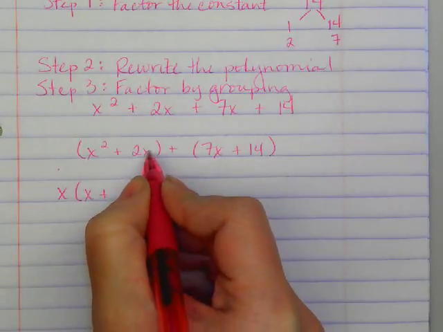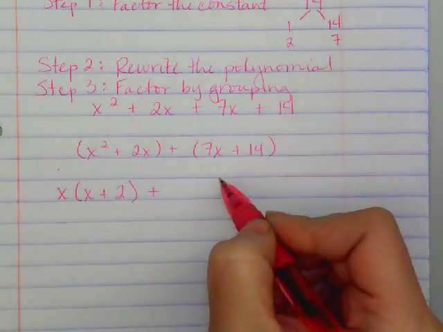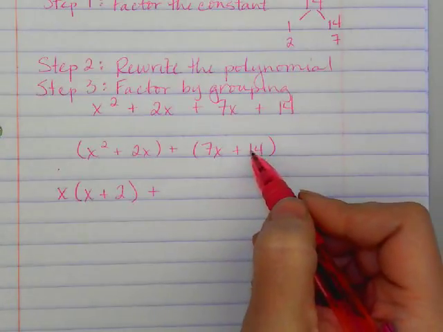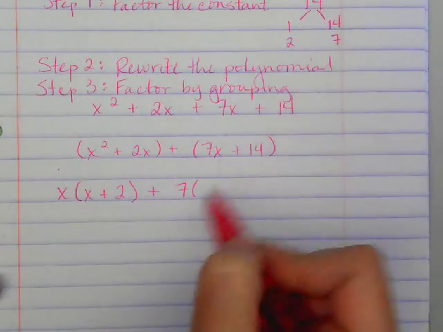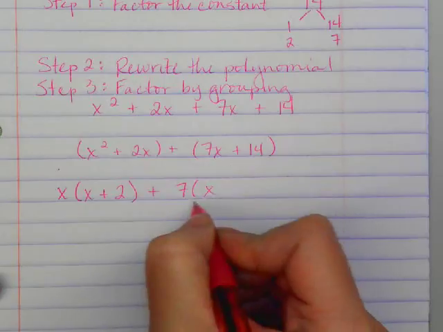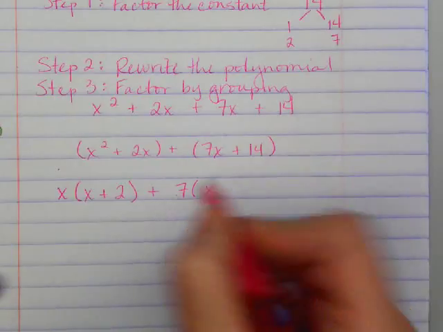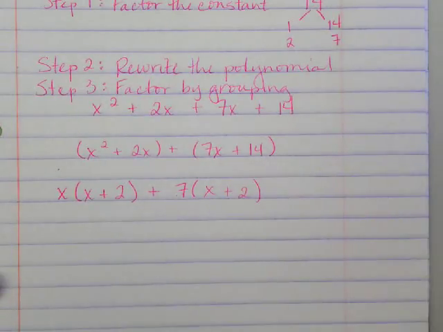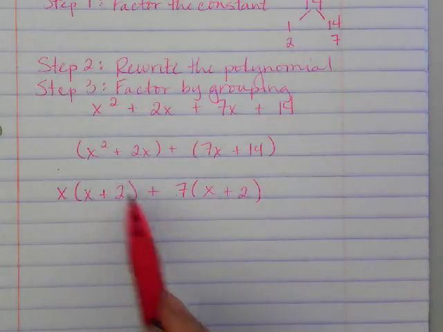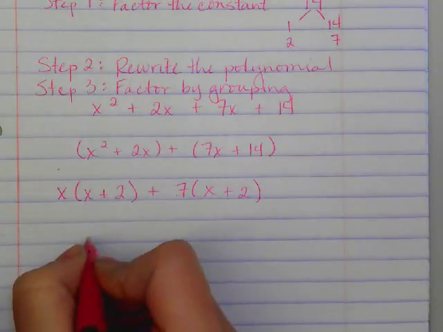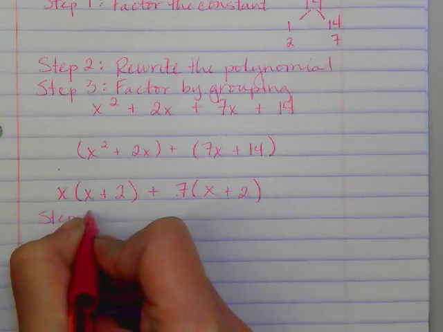So then my step 4 is to rewrite in factored form. So I'd have x plus 2 times what? That's interesting. x plus 2 times x plus 7. So that is factoring by grouping, when you don't have those two middle terms done for you.